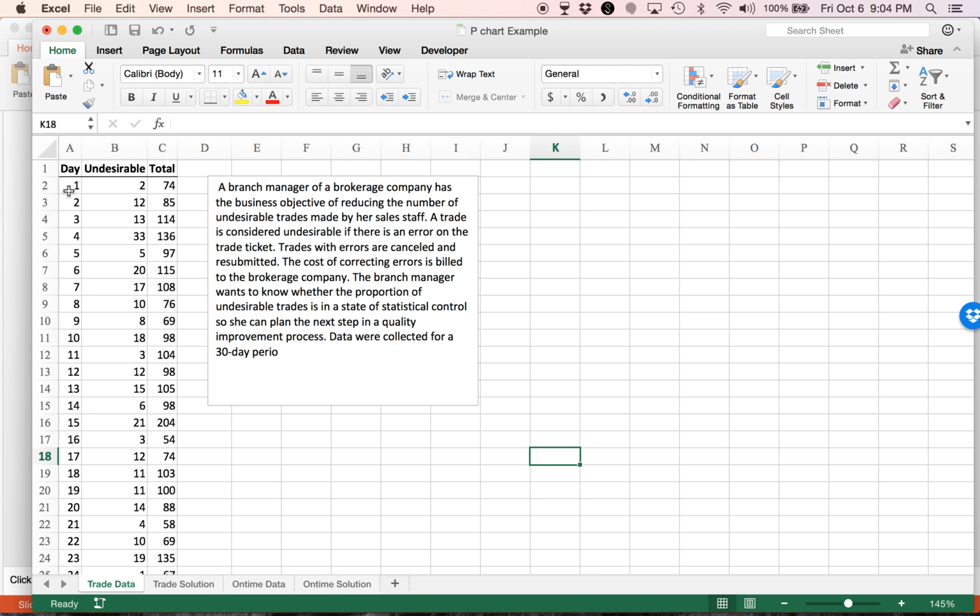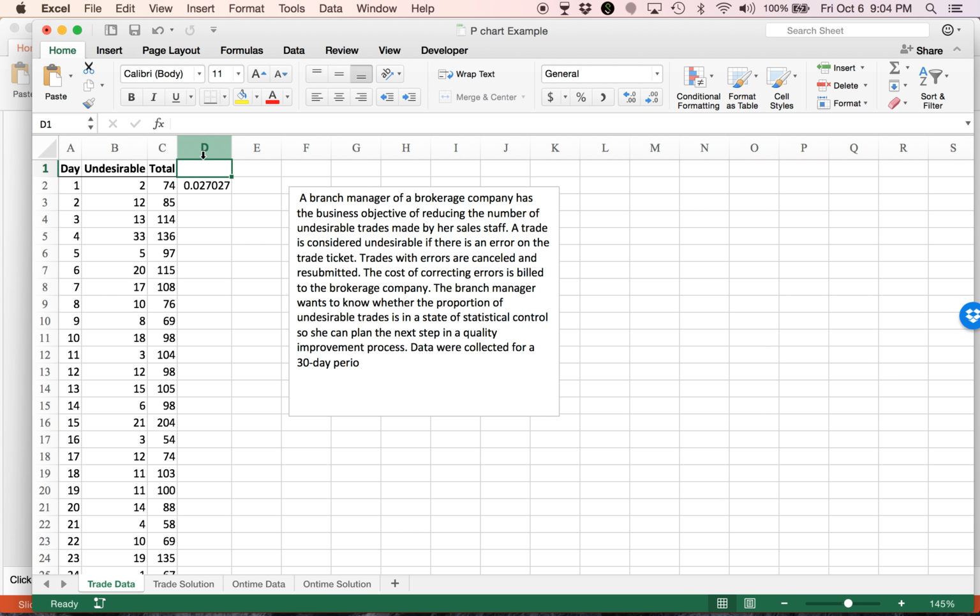I have some data here on various different days. I look at the number of trades that were canceled or with errors and had to be resubmitted. So those are bad trades. And I look at the total number of trades. So these are sort of the defects, and I can get a proportion of trades that were no good by looking at the number of bad trades divided by the total number of trades that day. 2 divided by 24 would be the sample proportion. So if we look at those sample proportions here, like 2 divided by 74 here.